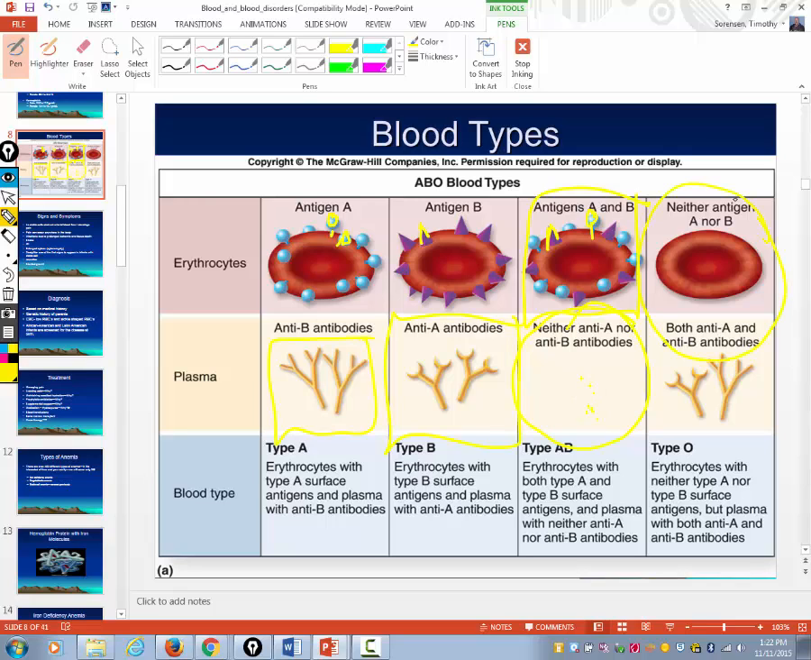A person with type O blood is ball-headed. There are no antigens on the surface of that red blood cell. But what type of antibodies do they have floating? A and B. I would write this down. I would really consider having this tattooed. This is no joke. It's so important.